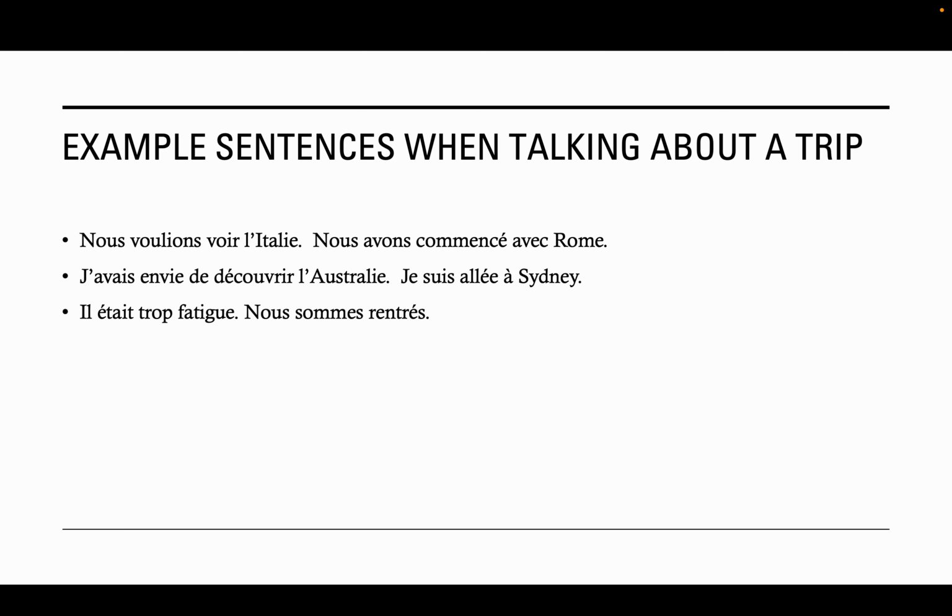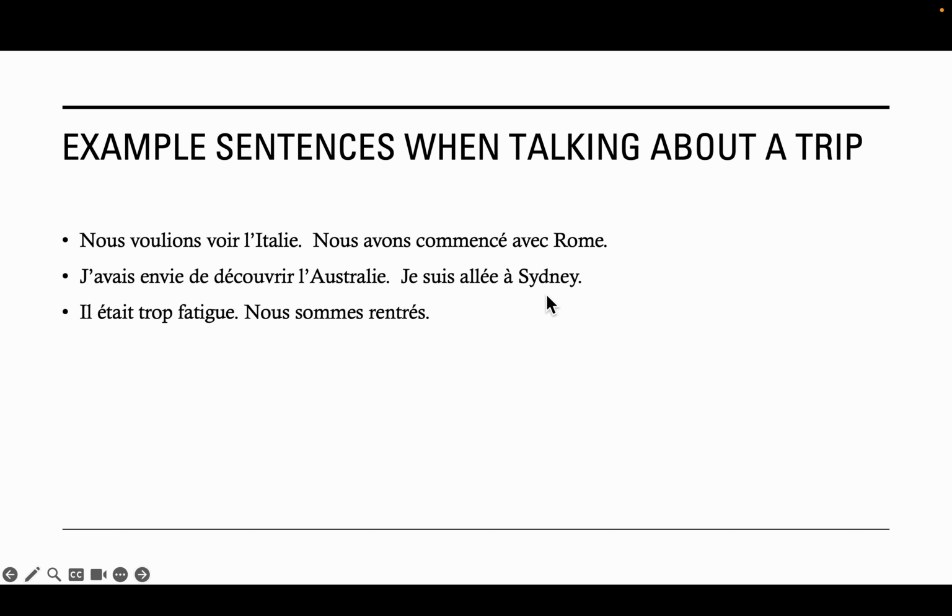So here's some example sentences that you could use when writing about a trip. Nous voulions voir l'Italie. Nous avons commencé avec Rome. So we wanted to see Italy. That is a condition you were describing. We started with Rome. What happened? We started with Rome. J'avais envie de découvrir l'Australie. I wanted to discover Australia. That is the imparfait because we're describing my state of mind.